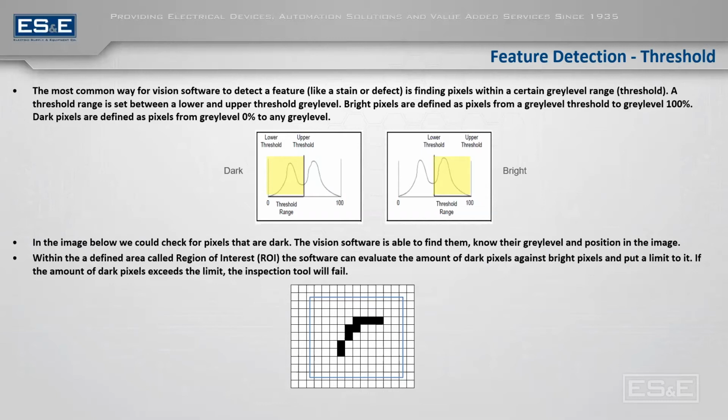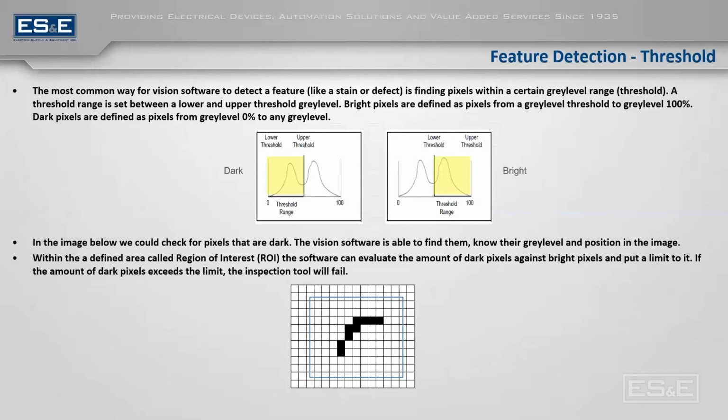So in the image, you can tell on the left that the lower threshold, the dark, is in yellow, and on the right, the bright is in yellow. That's just showing you the difference between dark and bright. And on the image below, when we're checking for the pixels that are dark, your vision software is going to be able to find them, and then we can get their gray level and position in the image. You can see that there's a blue square inside the field of view, and that's our region of interest in the software. So we can evaluate the amount of dark pixels against the bright pixels in the region of interest, and then put a limit on it.